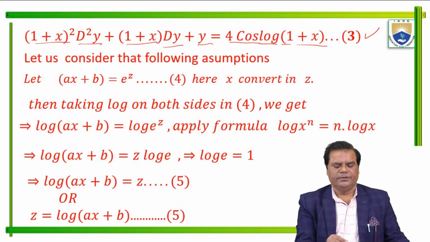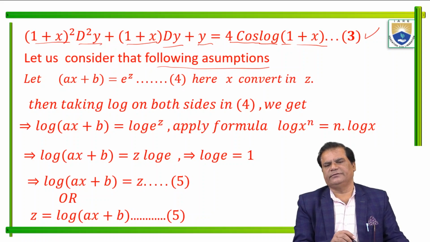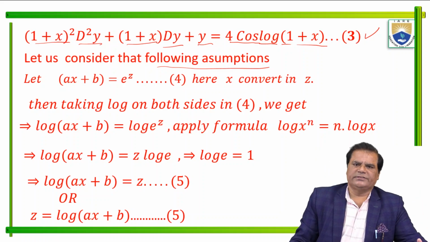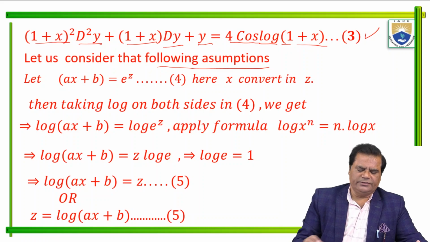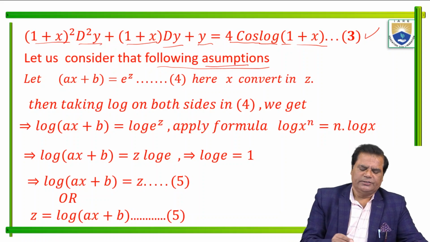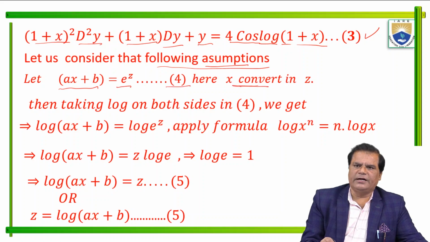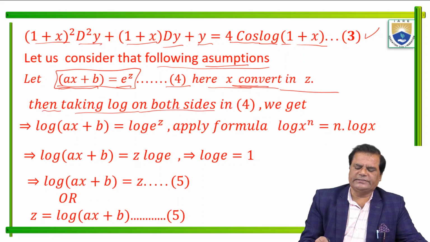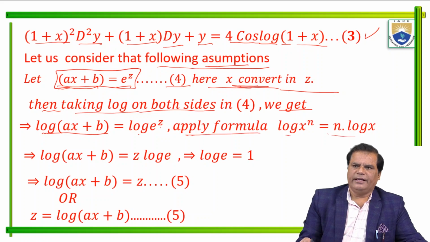This is equation 3. Let us consider the following assumption. Here we are considering some assumptions which are discussed in the methods in detail. We have already discussed these assumptions in our method. So ax plus b equal to e to the power z. This is equation 4. Here we want to convert x into z. So we consider this result. Then taking log on both sides in 4 we get log (ax plus b). Same formula we apply here. Log e to the power z, apply formula log x to the power n equals n log x.